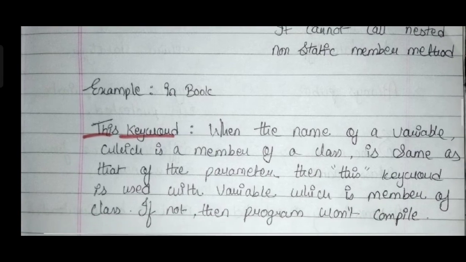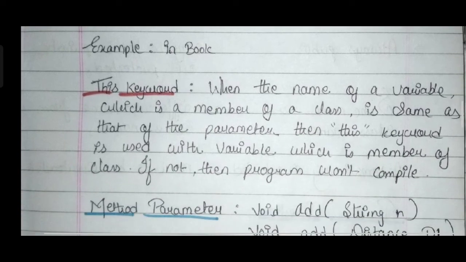The next is the this keyword. When the name of a variable which is a member of a class is the same as that of the parameter, then the this keyword is used with the variable which is a member of the class. And if we do not use the this keyword, then what will happen? Then the program will not compile. Basically it is used to differentiate the instance variable and local variables.